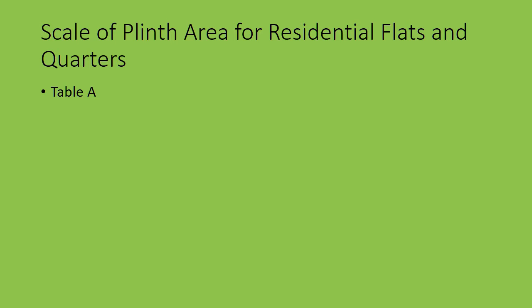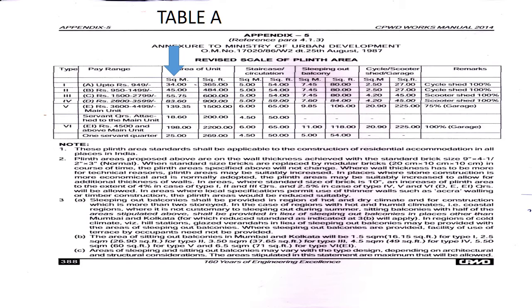Now the scale of plinth area for residential cottages and flats, that is table A. If you see table A, you can see in the third column the plinth area is given, and in the first column the type of cottage. Type 1 is 34 square meter, type 4 is 63 square meter, type 5 is 139 square meter. From this, considering the plinth area, you will decide which type of quarter flat is to be valued.